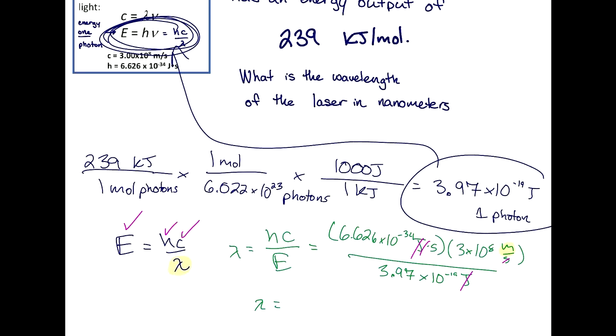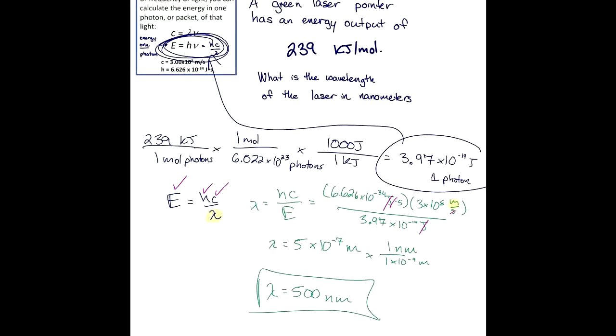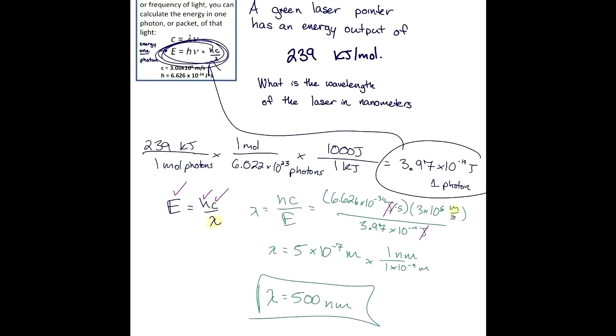So the wavelength that comes out is 5 times 10 to the negative 7 meters, but we want this in nanometers, so 1 times 10 to the negative 9 meters is 1 nanometer, so that means the wavelength is 500 nanometers. So this question, I don't know, just does more poorly than the other one.